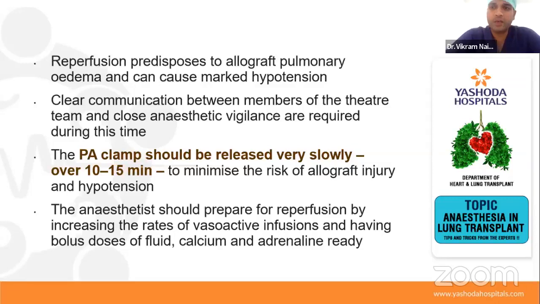So there should be clear communication between the anesthesiologist, the perfusionist, and the surgeon during this procedure. The technique followed here is that the PA clamp is released very slowly to proceed with de-airing and to allow perfusion of the graft, over a period of 10 to 15 minutes, to minimize the risk of allograft injury and to avoid hypotension. But still, because it's a vast organ, we are predisposed to some amount of hypotension once the allograft is perfused, and we should be ready by increasing the rate of vasoactive agents like noradrenaline or adrenaline and giving boluses of fluid and calcium as necessary.